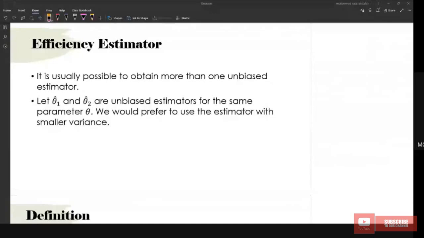Alright, now we move to the next property of estimator, which is efficiency estimator. In efficiency estimator, we want to select which estimator has a lower variance. So let theta 1 and theta 2 be unbiased estimators. The key point before you select an efficient estimator is that it should be unbiased with the same parameter theta. And then we would prefer to use the estimator with a smaller variance. This is the key idea of the efficiency estimator.